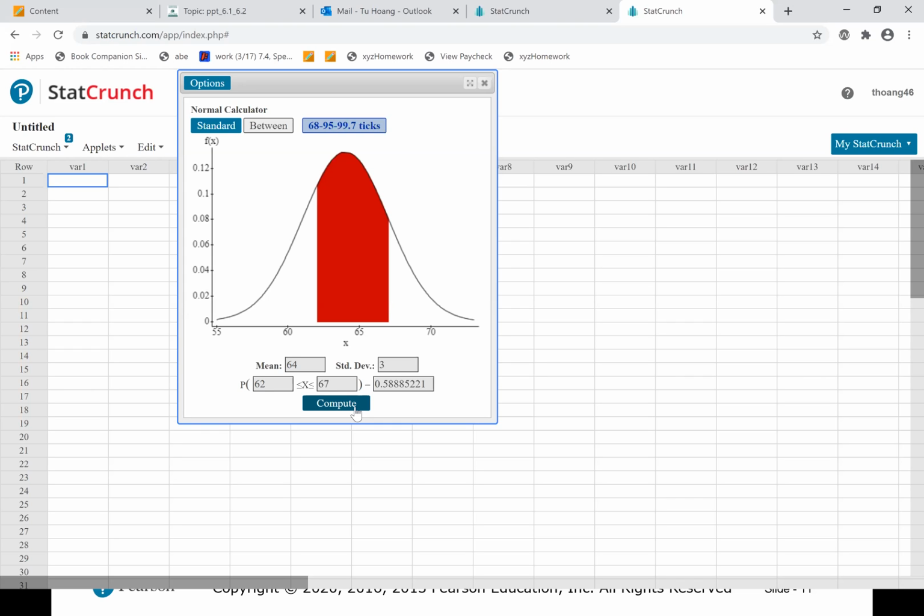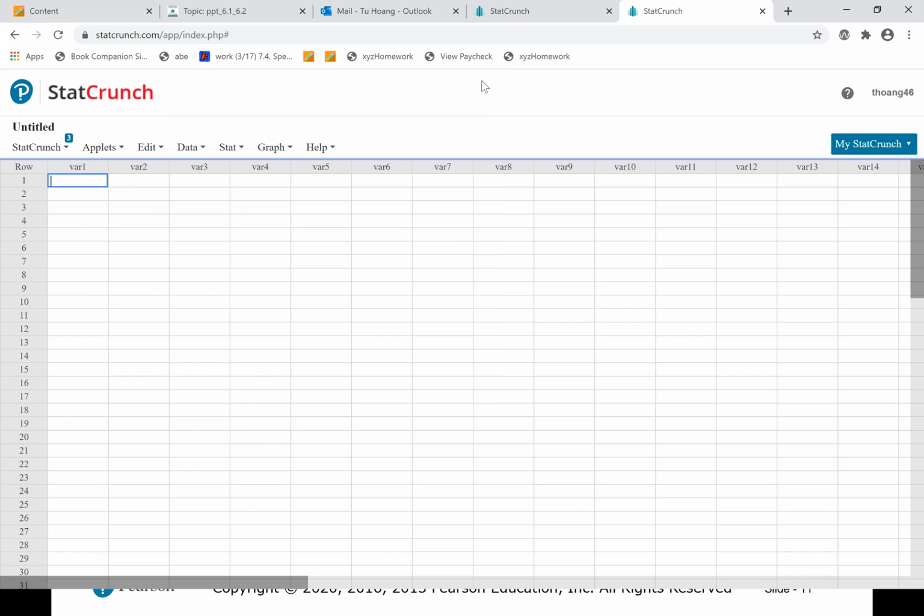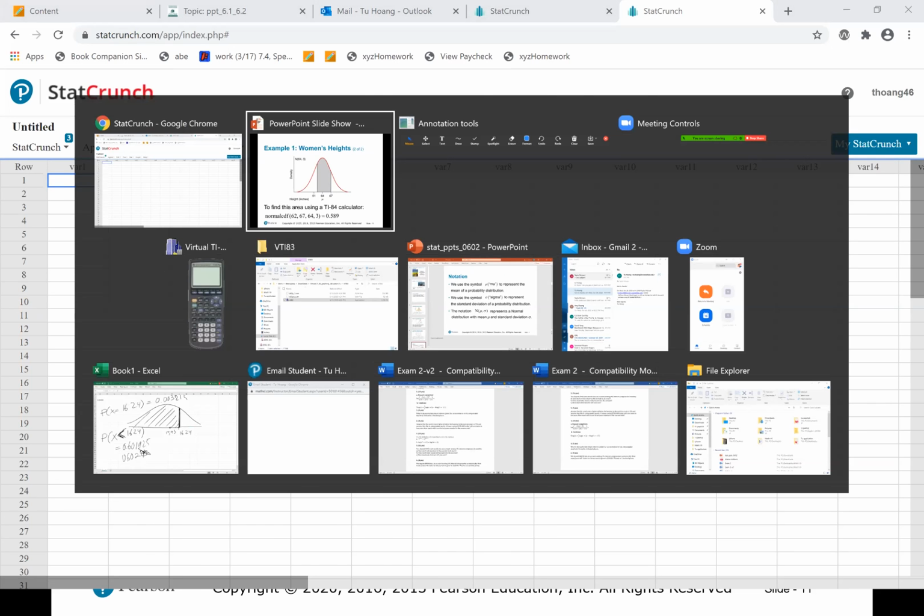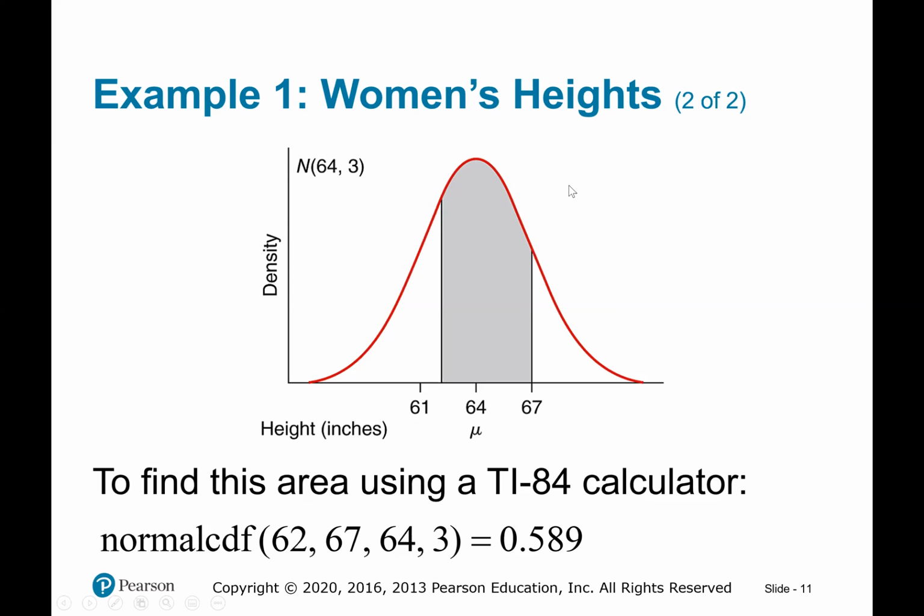That should be 0.589, exactly what we had before. So that is a way to use StatCrunch for this section. Okay.